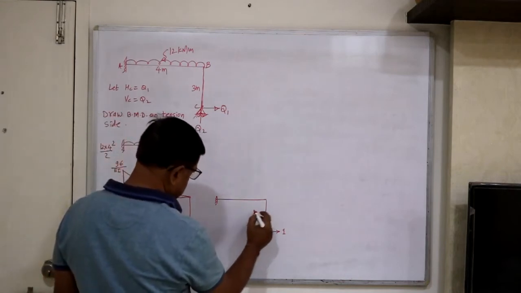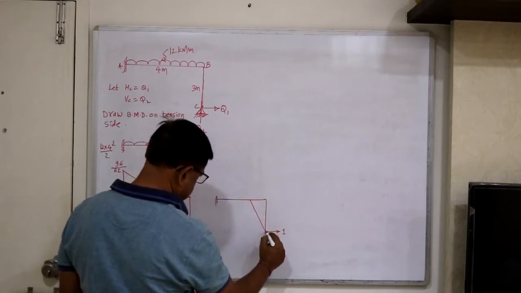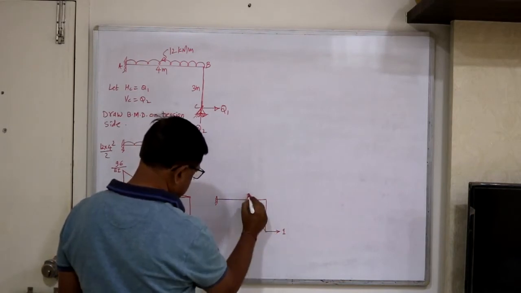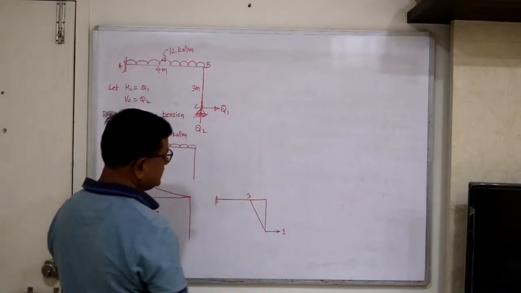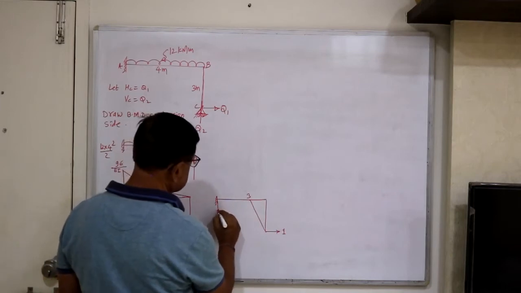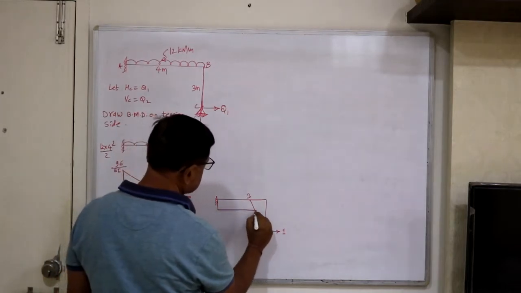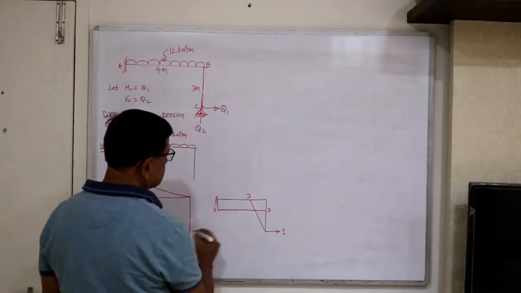So here, the bending moment diagram will be like this, and this ordinate is 3. Again, for the horizontal member, it causes tension inside. 1 into 3, the diagram will be like this. So this ordinate is 3. So this is here 3.